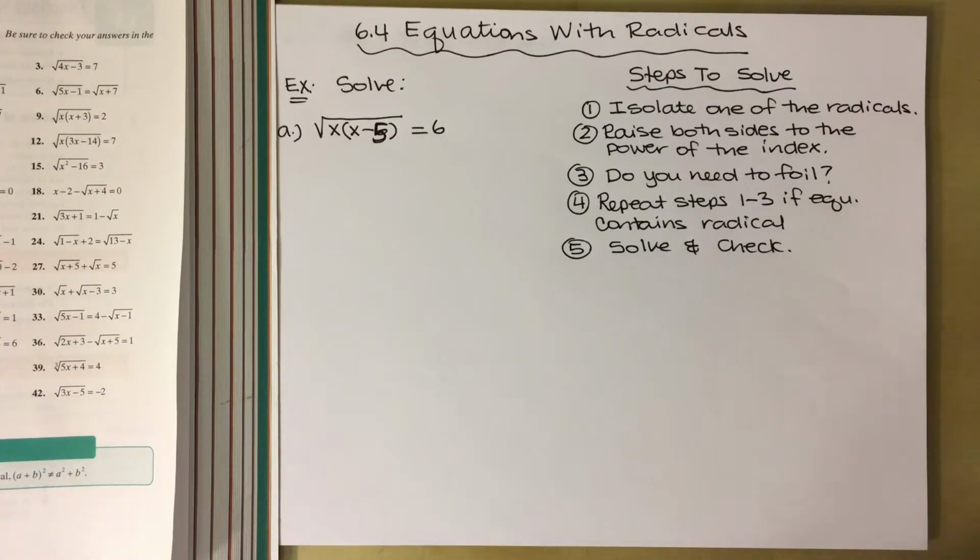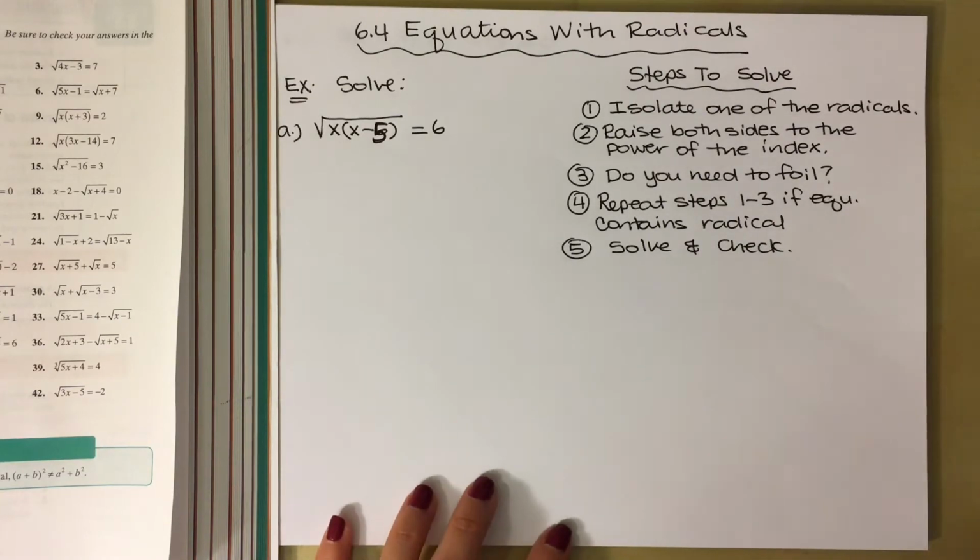Section 6.4 is on equations with radicals. For this section, some of the problems are longer than others, and so we have to be careful with our algebra, and we always have to make sure that we write out all of our steps. Let's take a look at some steps to solve.